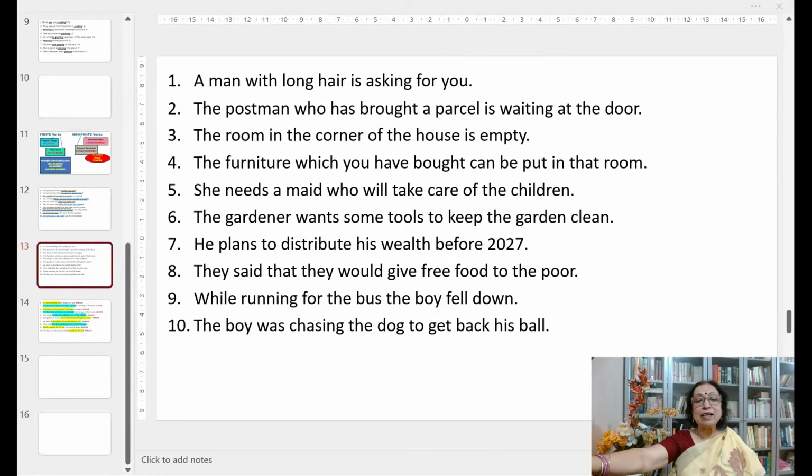They said that they would give free food to the poor. Now here you have a verb, would give. Therefore, it's a clause, very easy to understand. They would give free food to the poor, or would give free food to the poor, that they would give free food to the poor. All these can be classified as a clause.